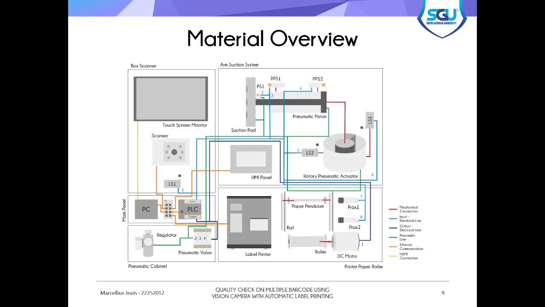For the materials, we have a box scanner which consists of a scanner, and next to it there is an arm suction, which reaches out to the label printer from the box scanner, as the mechanism to patch the label, and a main panel where the PLC and the PC are put. To get the PLC informed about the label, there is another mechanism similar to a pendulum. A roller comes down after the label prints out, and then the sensor scans and informs the PLC to do the next process of the arm suction automatically taking it and patching it to the package box.